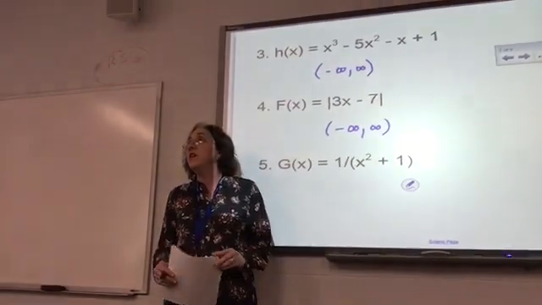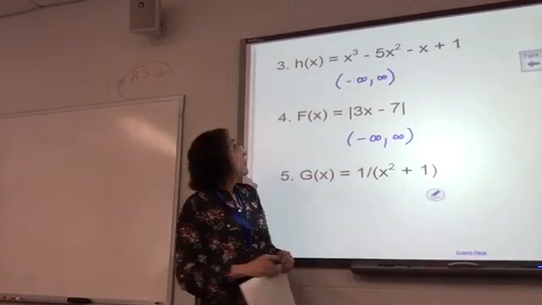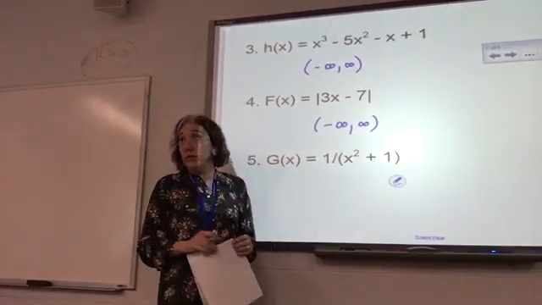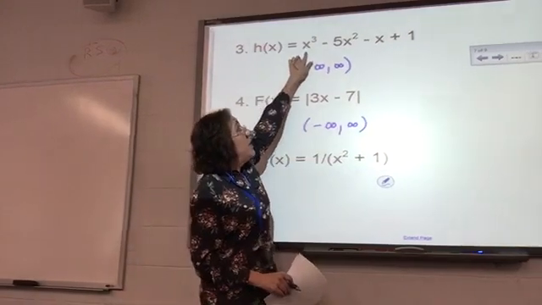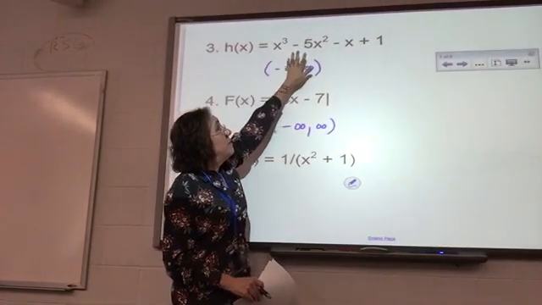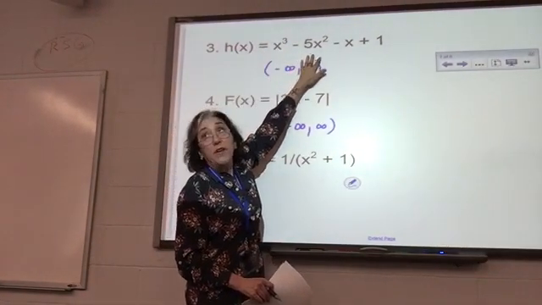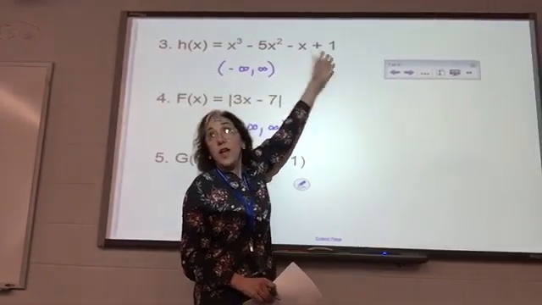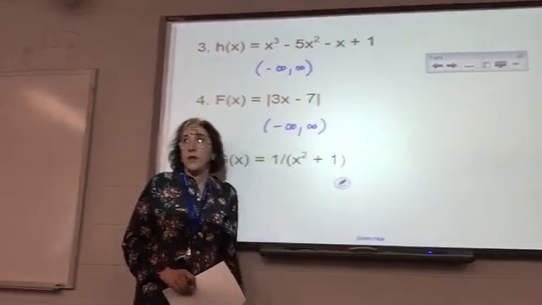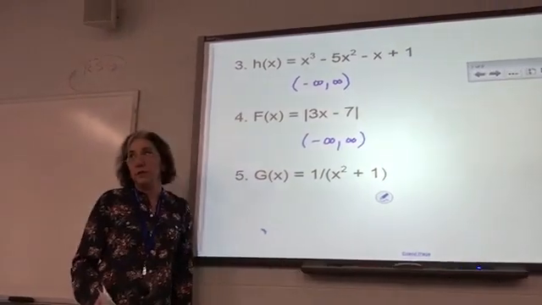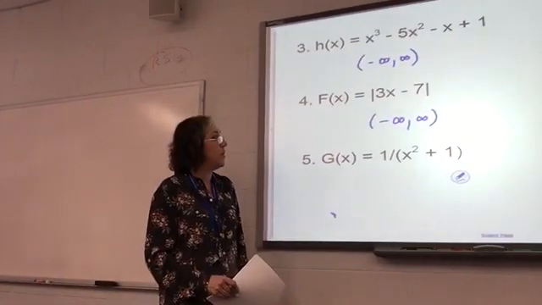Yes, sir. Number 3 is all real numbers because it's a polynomial. And see, what are you doing to the input? You're cubing it. Here you square it, multiply it by 5. Here you subtract it, and then you're adding 1. That's just always going to produce something. No problems. Okay? It always produces a real number.